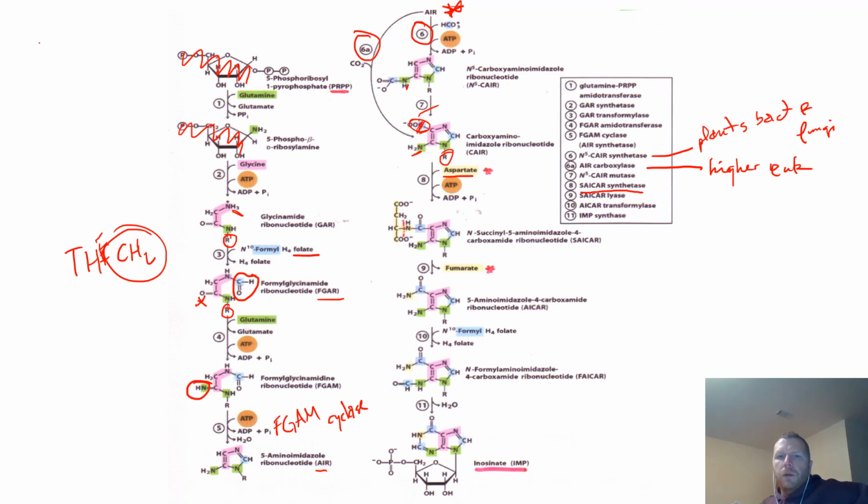What we're going to be able to do is use a lyase to remove basically everything but that nitrogen. So we're going to break a carbon-nitrogen bond, releasing fumarate. So now we've got 5-aminoimidazole 4-carboxamide ribonucleotide, also known as AICAR.